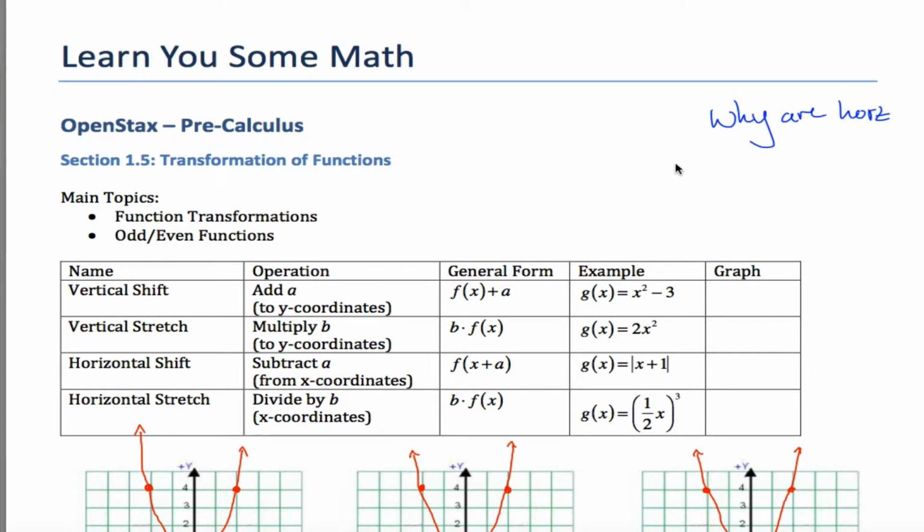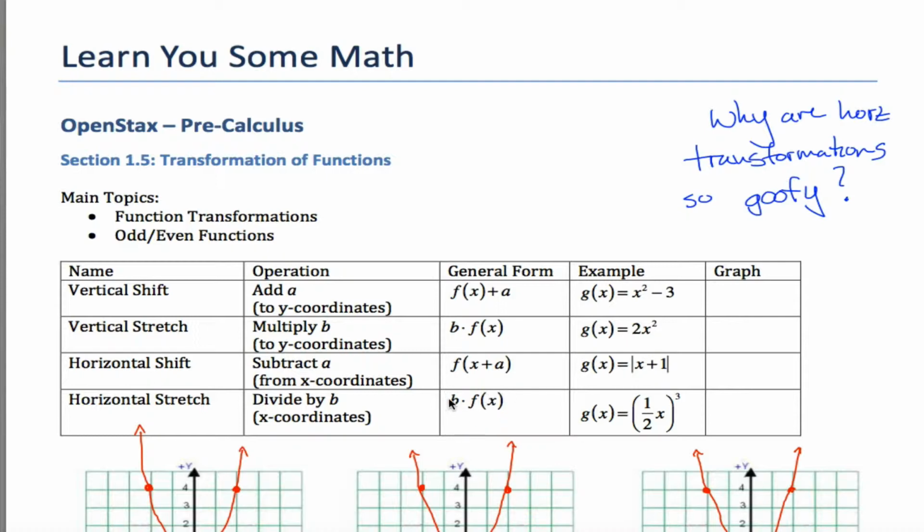Bonus material from section 1.5. My aim in this video is to explain why our horizontal transformations are so goofy. And by goofy, I mean if you think of horizontal transformations the way I do, everything is exactly backwards. f of x plus a is a horizontal shift, but it's not adding a to all of the x coordinates, it's subtracting a. Weird.